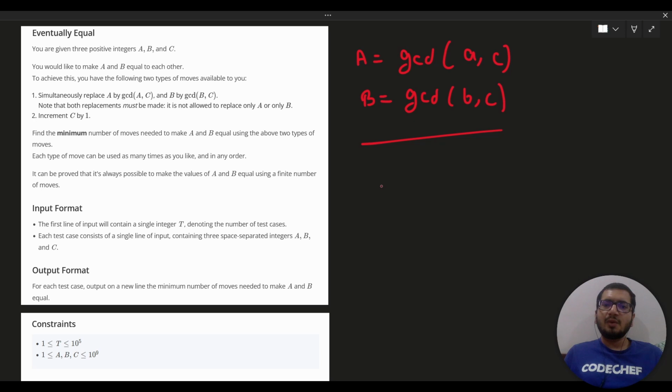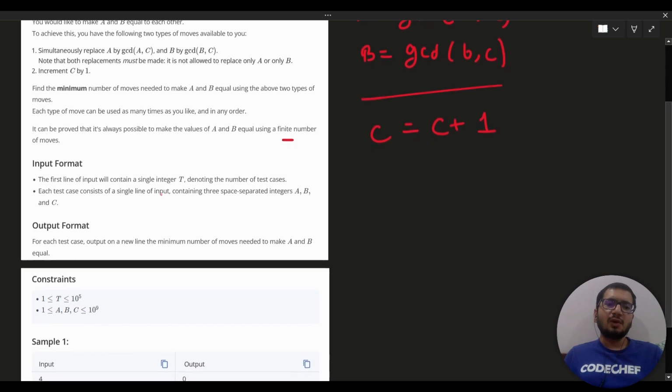The second type of operation is that you will increase the value of c by 1. We need to find the minimum number of moves needed to make a and b equal using the above two types of move. Each type of move can be used as many times as you like and in any order that we want. It can be proved that it is always possible to make the value of a and b equal after a finite number of moves.